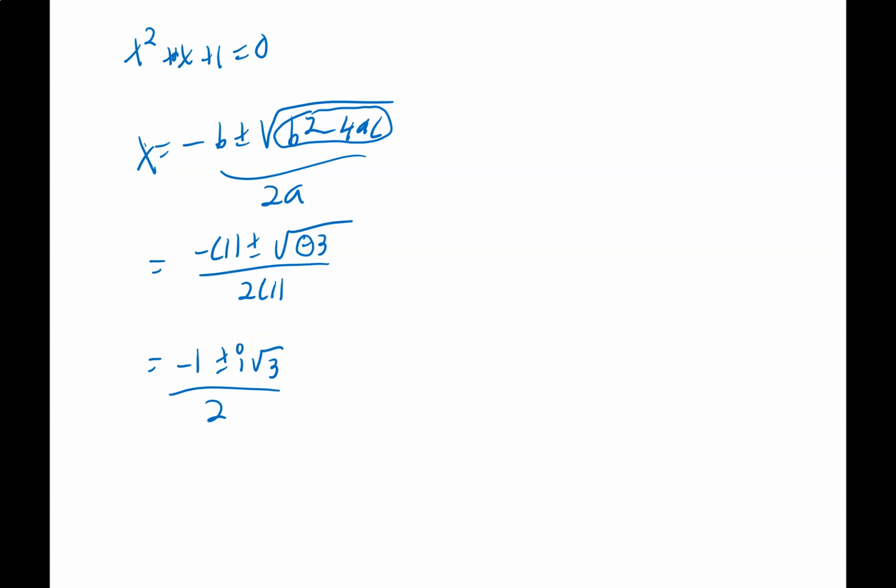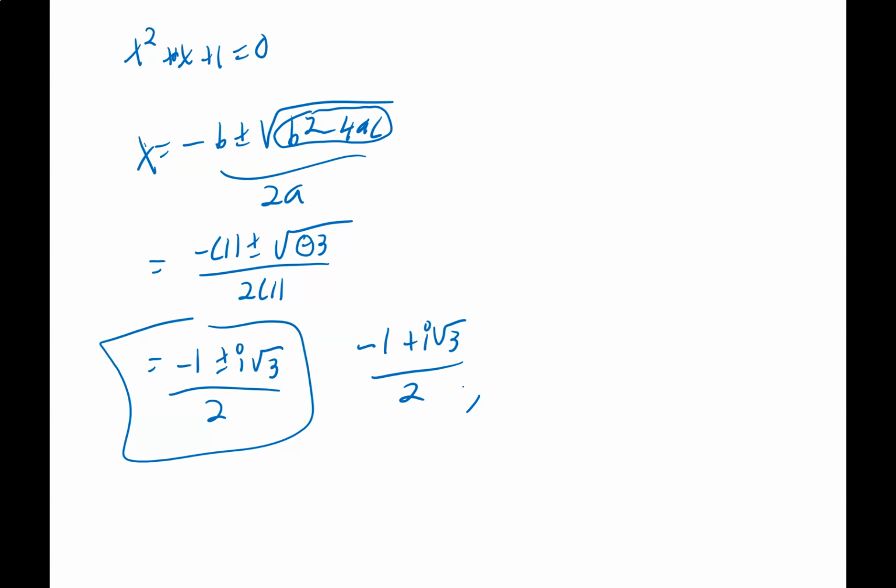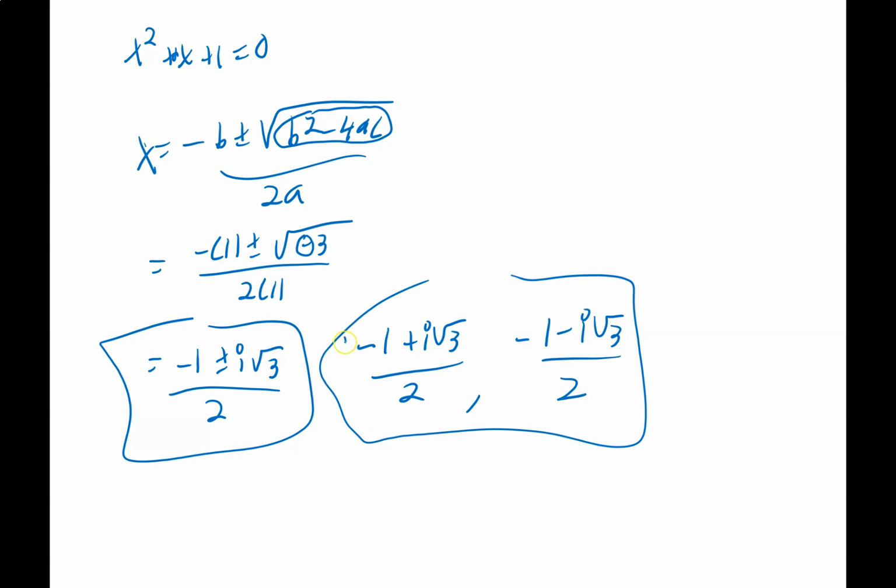So you say, well, how do I reduce that? Well, you don't. That's it. I mean, you could say it's -1 plus i root 3 over 2 as one answer, and then the other is -1 minus i root 3 over 2 for the other. If you wanted to say it like that, fine. Otherwise, I'm okay like this.